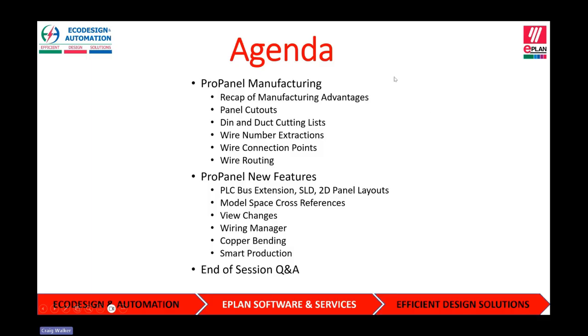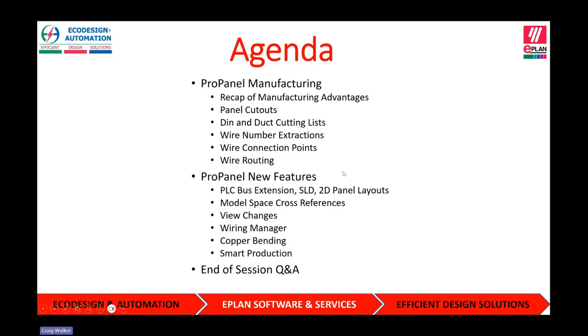So a rough agenda of what we're going to go through. We have the ProPanel manufacturing. This is a recap of the manufacturing advantages you can get out of ProPanel. We're going to have a look at the panel cutouts, drilling patterns. We'll have a look at the DIN and trunking cutout lists that you can generate, wire numbers and extractions of them to go to a wire printer, number printer. We're going to look at the wire connection points and wire routing. And this is all part of the wire routing at the bottom here.